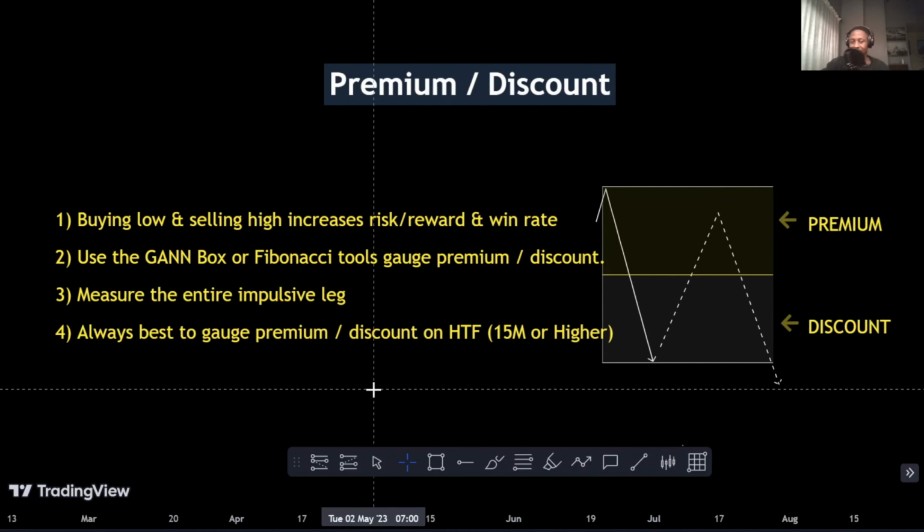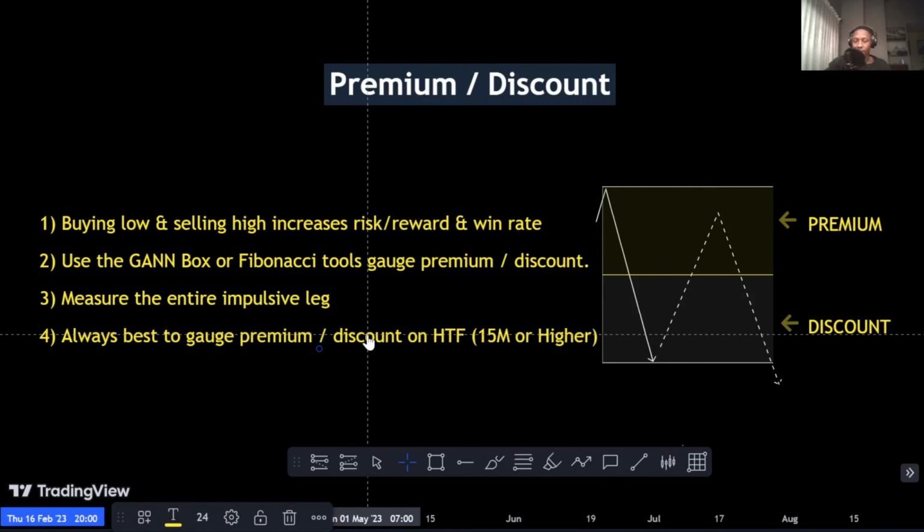And then the best time to use a gang box, or a premium discount situation, is on the higher time frame. So anything above the 15 minute, you get what I mean? Because you could get so lost, especially if you zoom into the 5 minute and the 1 minute, trying to figure it out, because it measures the whole impulsive leg. So from the 30 minutes and the 1 hour, for me personally, it would be best to use it on the 4 hour or the 1 hour time frame. I use it mostly consistently on the 1 hour time frame. Why? Because it's my entry time frame. You get what I mean?